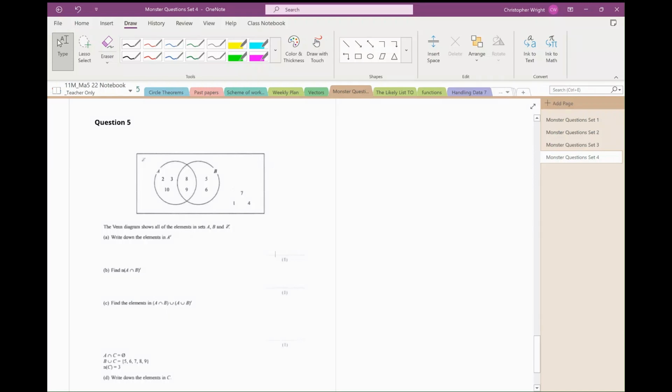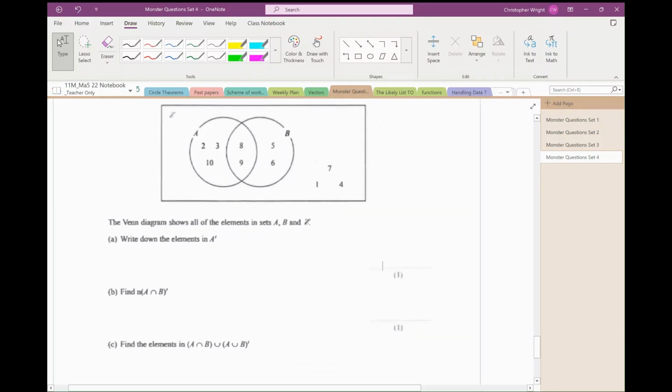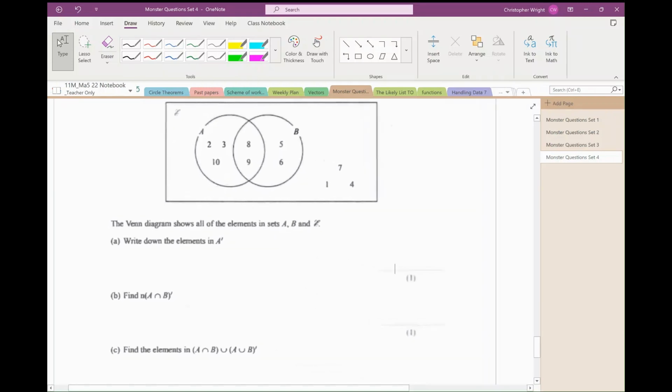Question 5. The diagram shows the elements in sets A, B, and the universal set. Write down the elements in not A. It's going to be all of them except those elements which are in A. So the elements which are not in A are 5 and 6, 7 and 4.